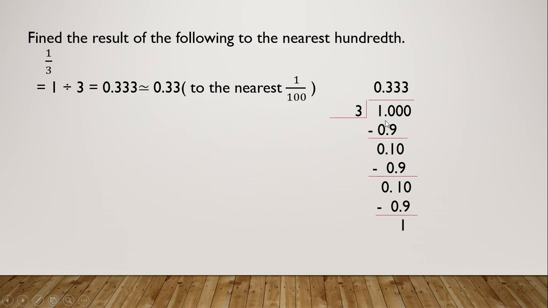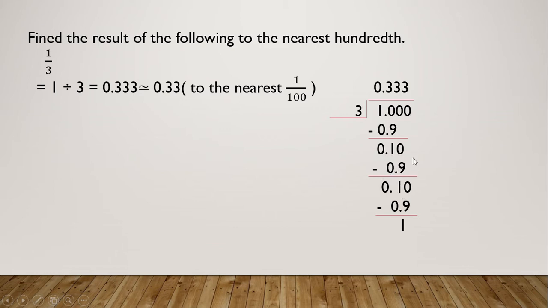Put 0 and move the decimal point up to the quotient and take 0. Then 1 becomes 10. 10 divided by 3, what in the table of 3 equals 10 or closest? 3. 3 times 3 equals 9. 10 minus 9 equals 1. Then I will drop the next 0. 10 divided by 3 equals 3. 3 times 3 equals 9. 10 minus 9 equals 1.